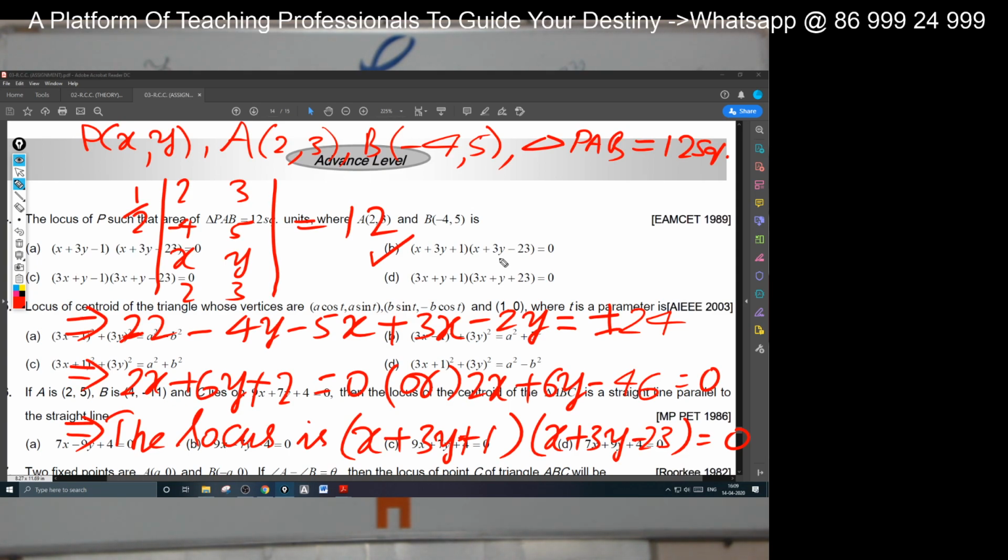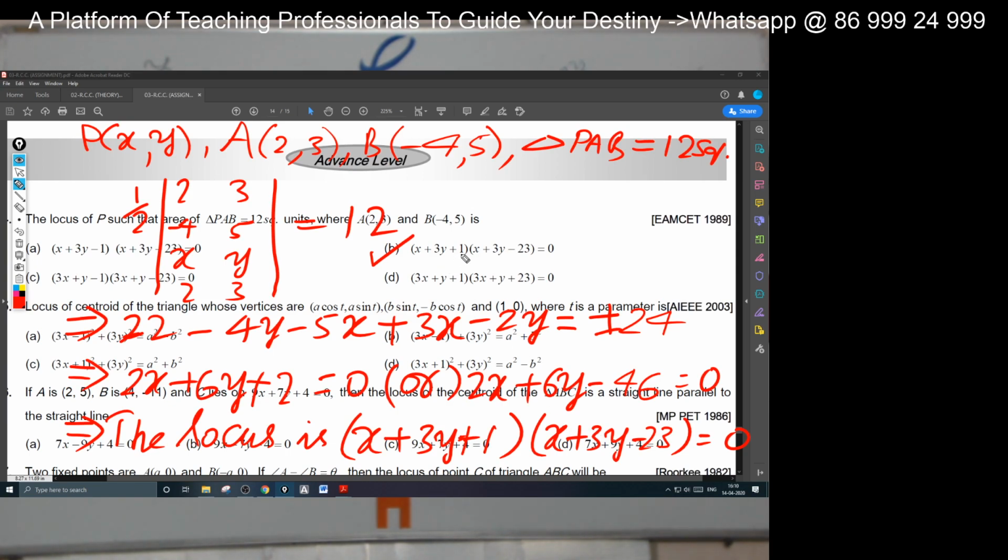The locus means a single equation need not be, Ravi sir. It can be mentioned as x plus 3y plus 1 equal to 0 or x plus 3y minus 23 equal to 0. The third point moves as two straight lines, a pair of lines. The locus in this case is a pair of lines. That is why the pair of lines can be shown in the multiplied form or as two linear equations like this. So both are correct.